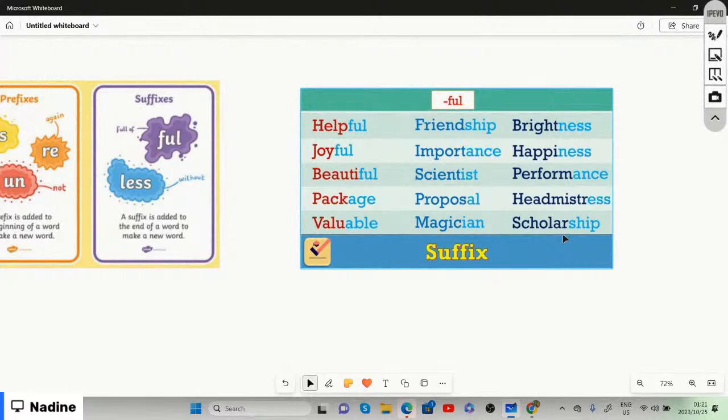And then we have package, valuable, friendship, importance, scientist, and so on. Then we also have brightness and happiness. So there's a lot of suffixes, but this is but a few suffixes.